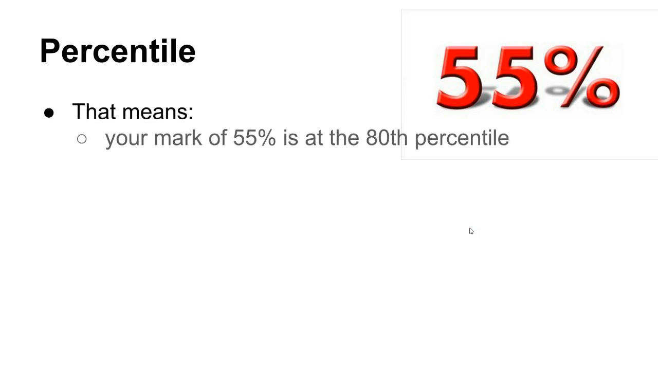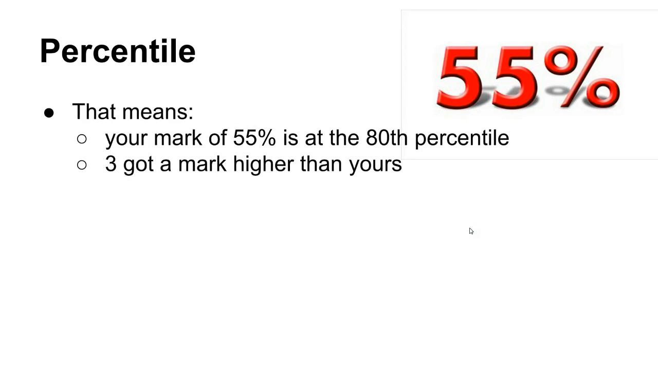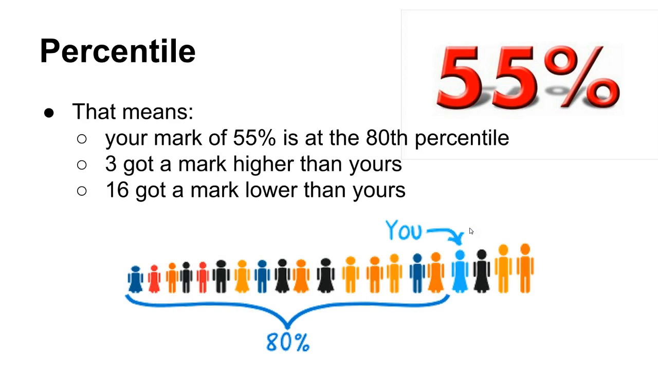Now, consider the percentile portion of this. That 55% means that you are at the 80th percentile. 3 of your classmates got a higher mark than you. 16 got a mark lower than you. If you look at a ranking in your class, you can see that you happen to be the light blue person. You'll notice that 3 people above you, the black, the light orange, and the dark orange, got a higher mark than you. The rest of the class got a lower mark than you. That places you at the 80th percentile.